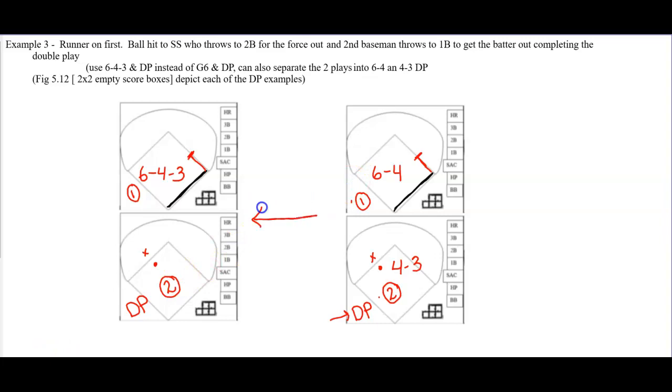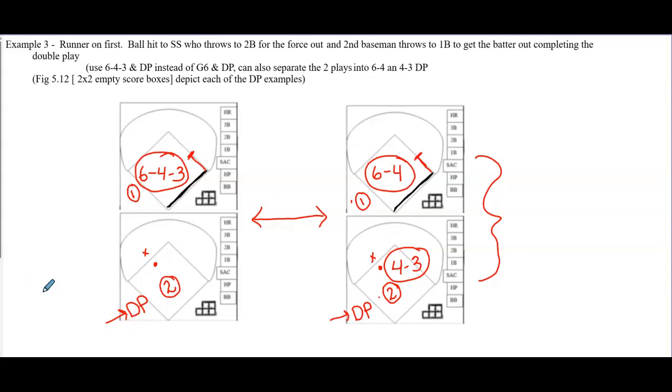These two things are saying the exact same thing. It's just sometimes when you look at these two, it may look like two separate plays were made at different times by having two different putouts made there versus just a 6-4-3 over here and seeing that there was a double play made.